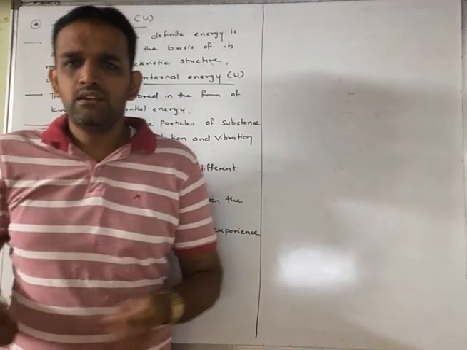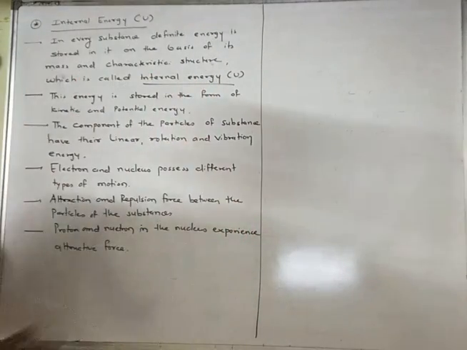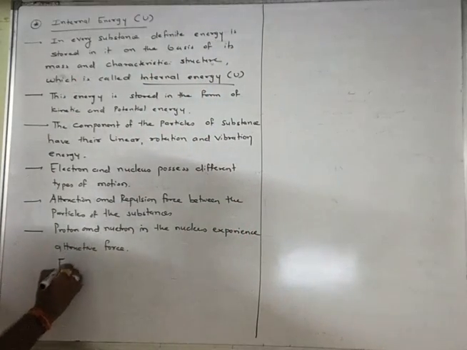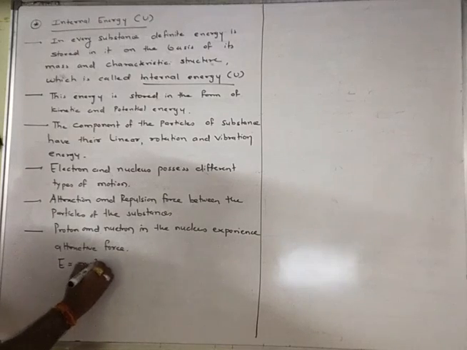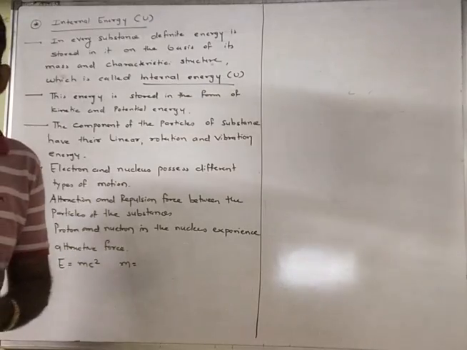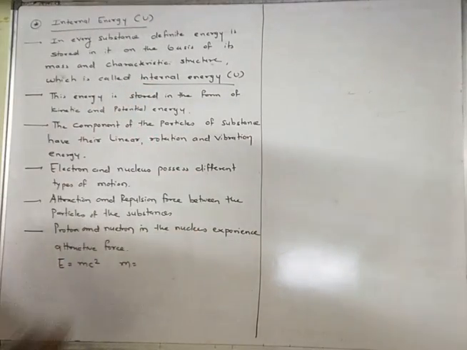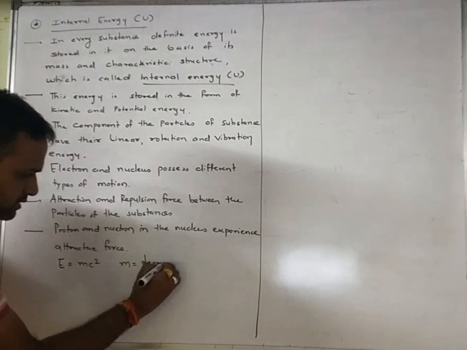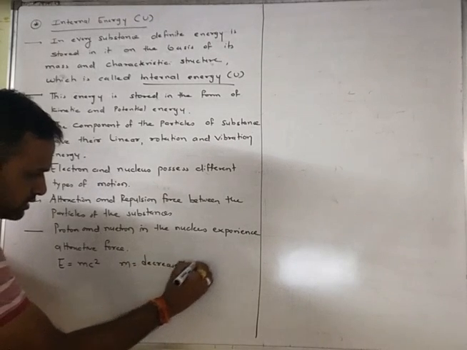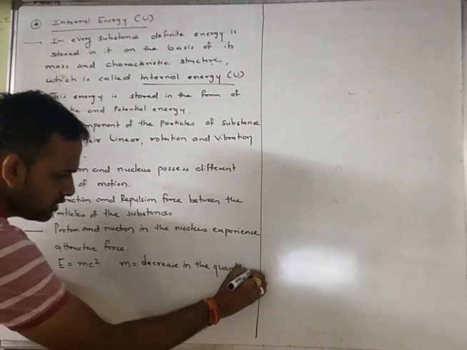And that's why according to that equation E equals mc square, you all know that E equals mc square. What is m? M किसको बोलते हैं? तो m that is the decrease in the quantity of matter.